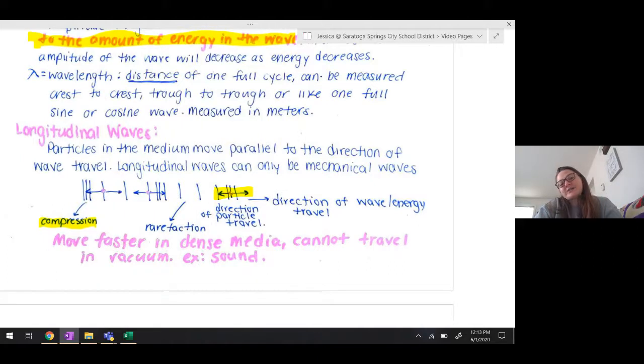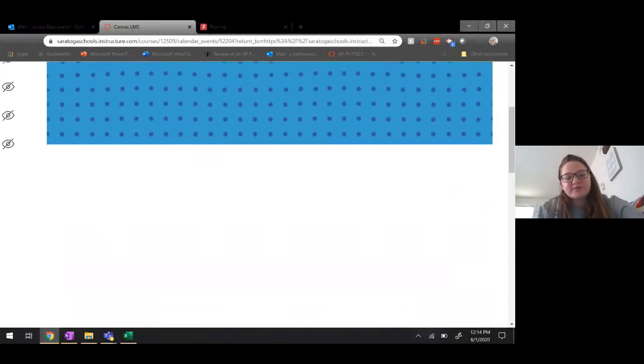So they move fastest through solids, slowest through gases, and they can't travel through vacuum because, like I said, we need those particles to bump into each other. Now, the best example of this is sound. So yes, that does mean that sound cannot travel through space. So when stars explode or something like that, they actually don't produce any sound, which is really super strange if you think about it. Okay, so let's look at some animations of longitudinal waves.